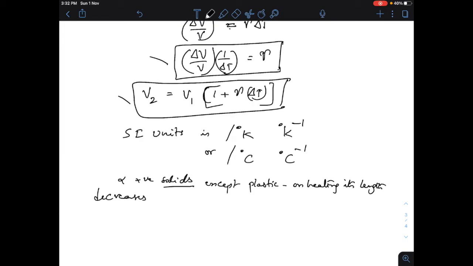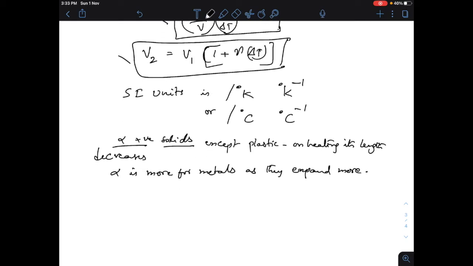Its length decreases. So basically these parameters, alpha, beta, gamma, are characteristics of a material. Alpha is more for metals, as they expand more.